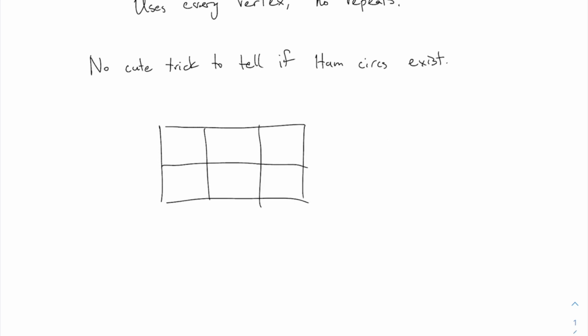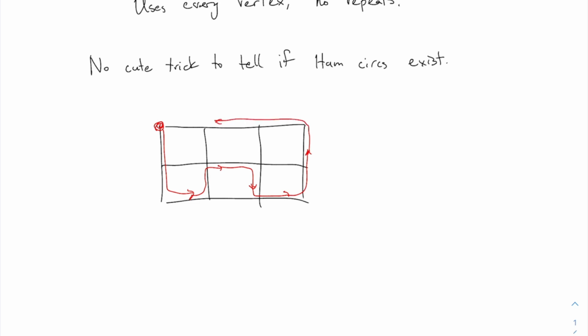How about this one here? Is there a Hamilton circuit or not? There is, although, like I said, there's no real cute trick for figuring it out. You just have to kind of look at it and figure it out by some sort of common sense. But here, I can make a Hamilton circuit. If I start over here, we can make one. I mean, there's more than one way to do it here, but here's one way to do it.